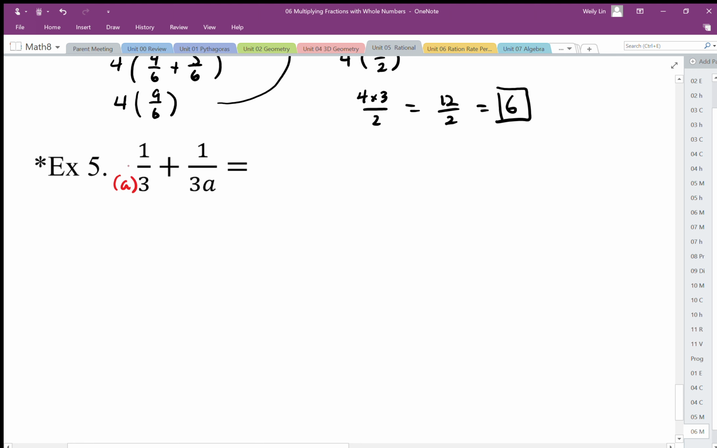But to keep this ratio the same, I have to use the same multiplier. Although we don't know what that multiplier is, as long as the multiplier is the same on top and bottom, we know we're going to have the same fraction or equivalent fraction. So we end up with 1 over 3a here plus 1 over 3a. We add it together to get 2 over 3a.